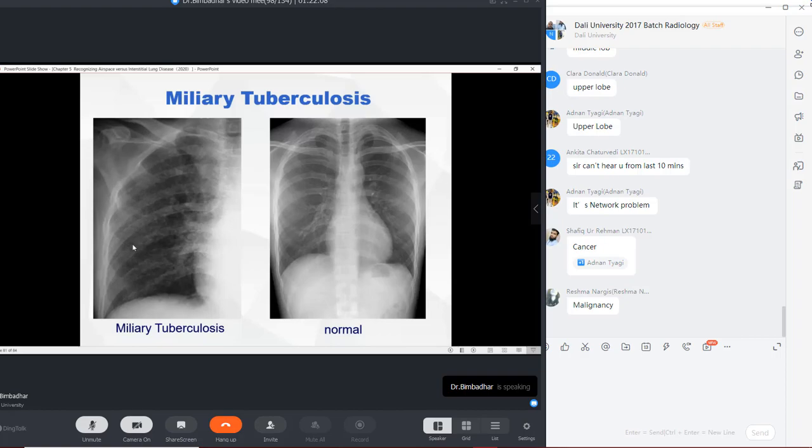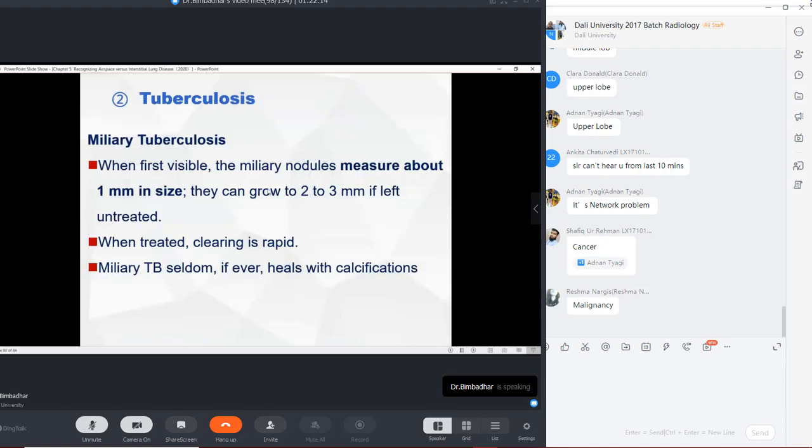Miliary tuberculosis happens because of hematogenous spread. How do you define it? We define it as miliary nodules, or nodules of size 1 mm spread all over the lung fields, and the clearing is rapid when treated. So it always heals with calcifications. Okay, right.